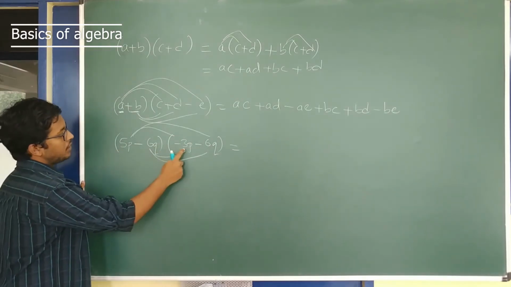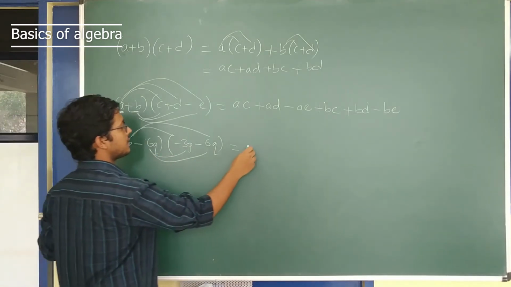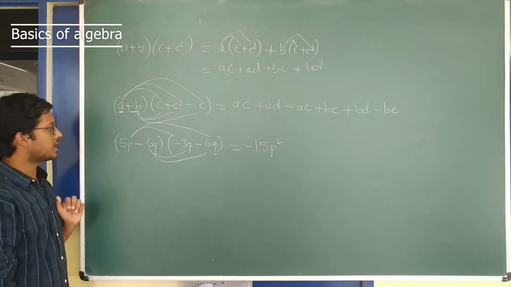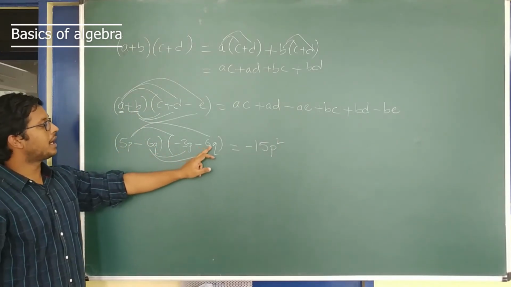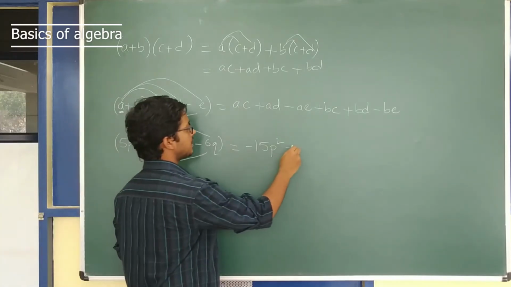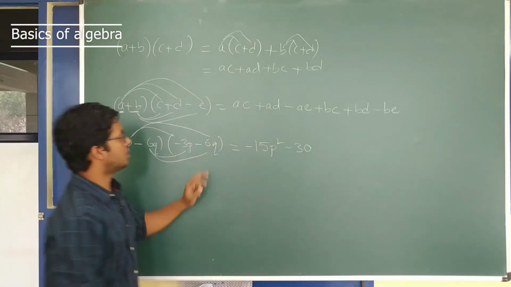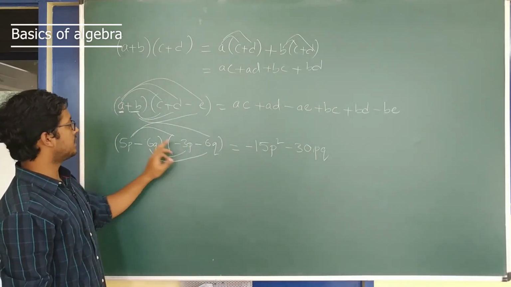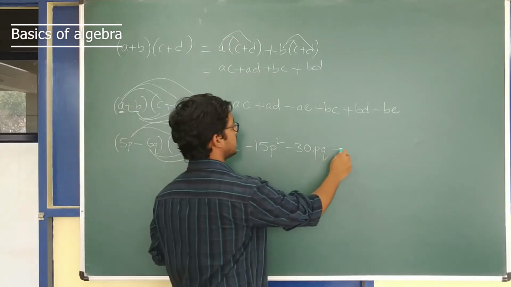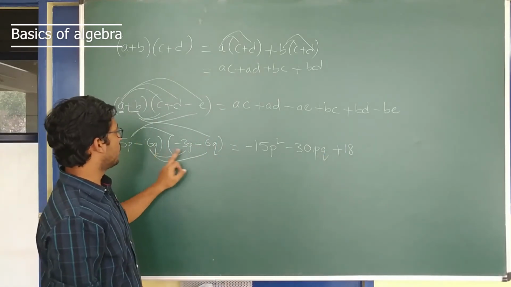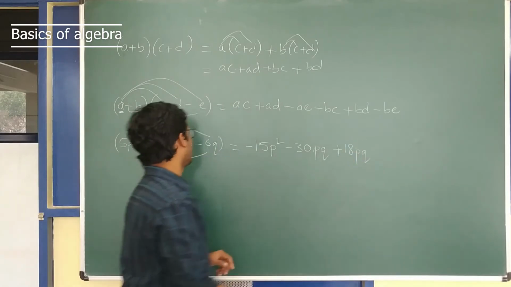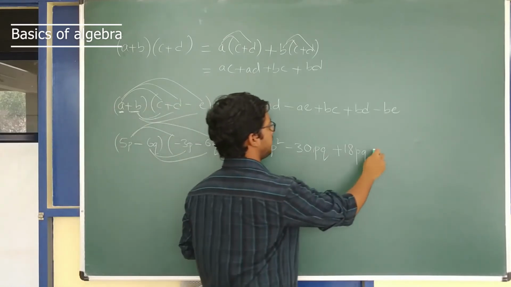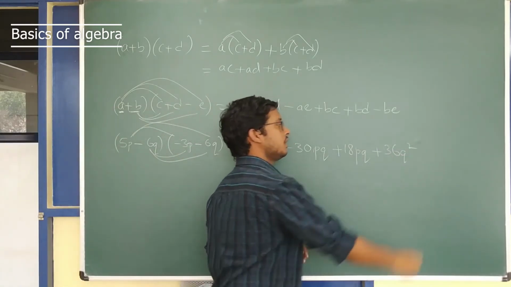What happens? 5p into minus 3p. So 5p into minus 3p is minus 15. p into p is p square. So it becomes minus 15p square. 5p into minus 6q. 5 into minus 6 is minus 30. p into q is pq. Next, minus 6q into minus 3p. So minus into minus is plus, 6 into 3 is 18, q into p is pq. Next, minus 6q into minus 6q. So minus 6 into minus 6 is plus 36, q into q is q square.